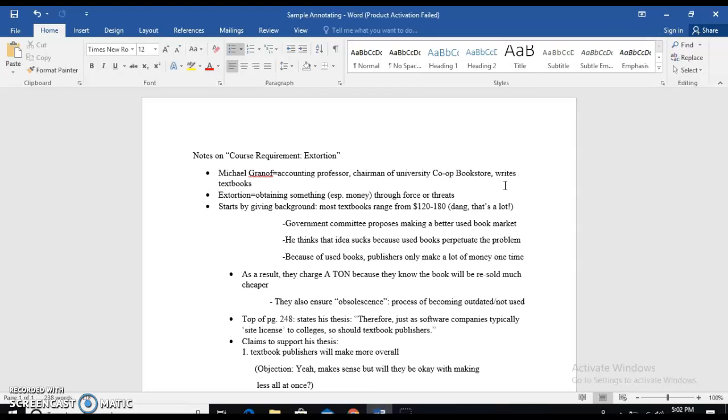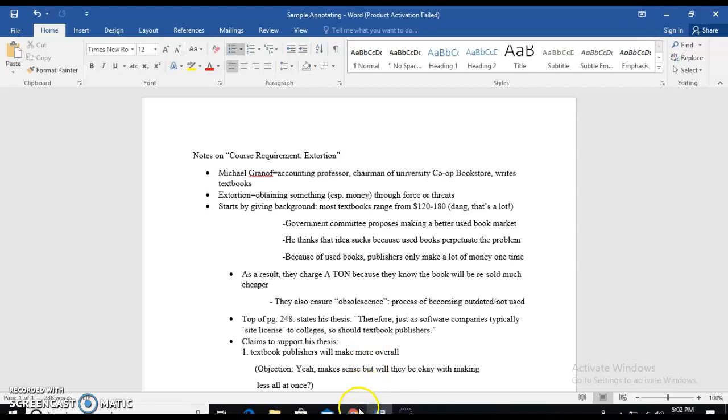So the thing is, him being an accounting professor, he knows a lot about money. The fact that he is a chairman of this university bookstore, he knows a lot about the system of textbooks, and he writes textbooks for a living. Knowing that information gives him some credibility, right? If this were just written by Joe Schmo off the street, maybe we wouldn't take his point so seriously. But again, just knowing a little bit about the author can make you consider how much you trust the information that you're getting. So again, I thought that was something important.